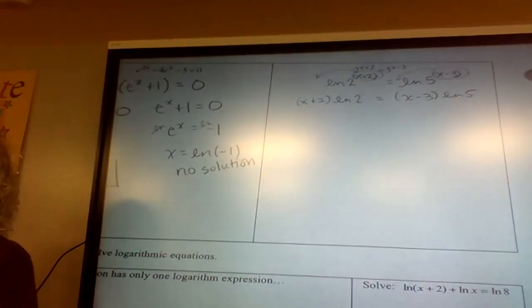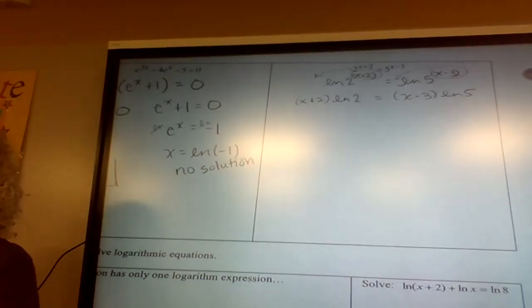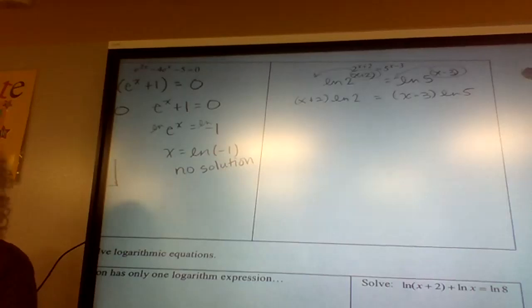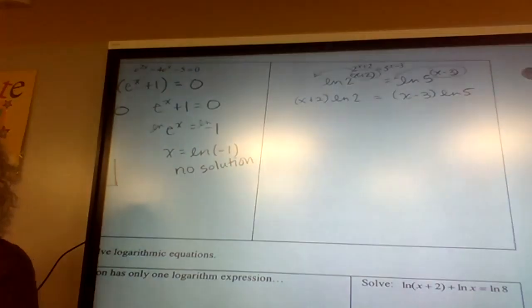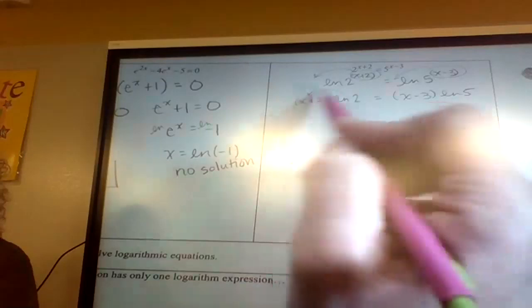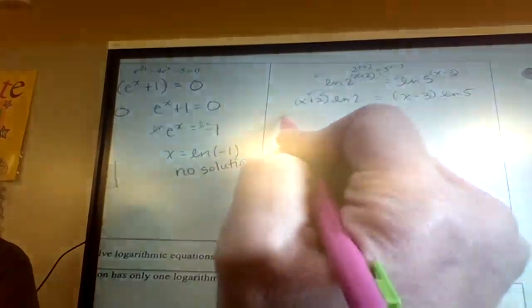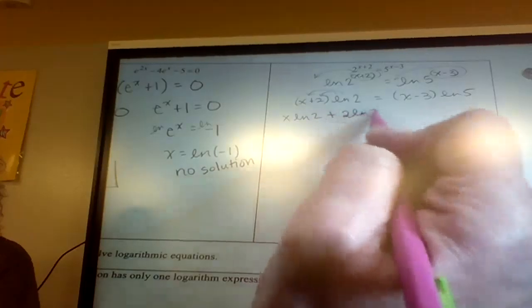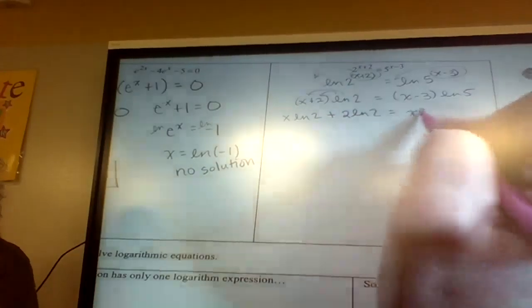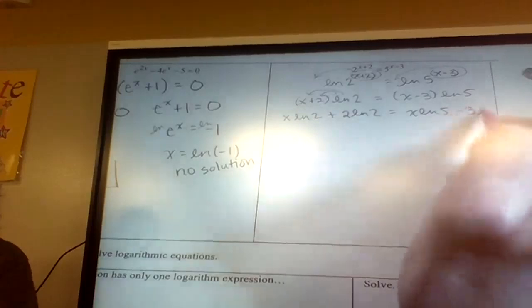Okay, is everybody still with me? How can you just move the exponent down like that? Because that's one of the log properties. It's just the backwards of the power rule. So now I'm going to do some distribution here. I'm going to have x ln 2 + 2 ln 2 = x ln 5 - 3 ln 5.